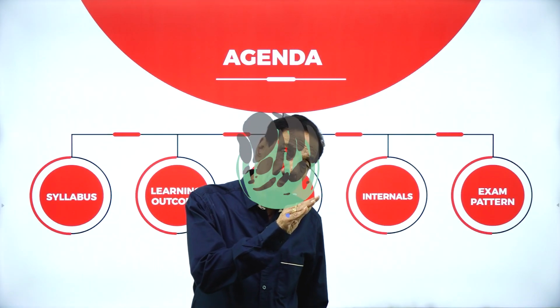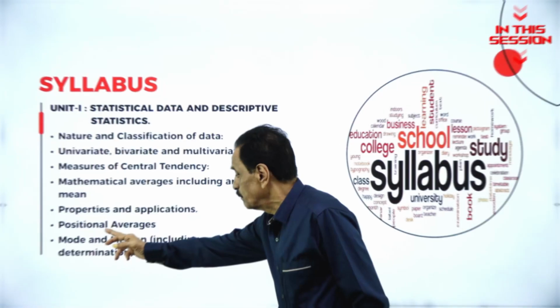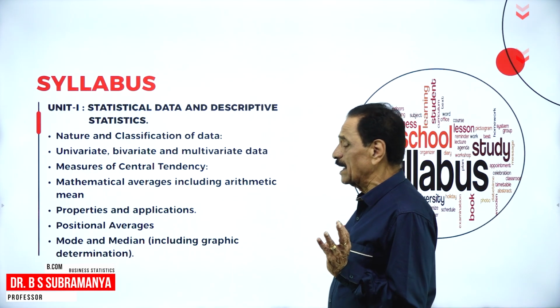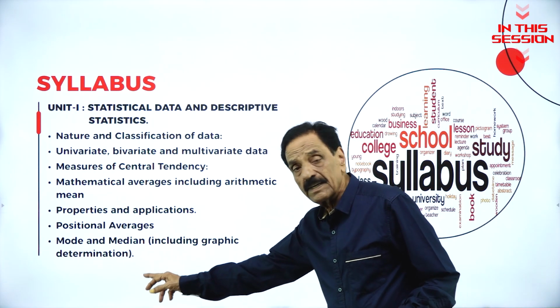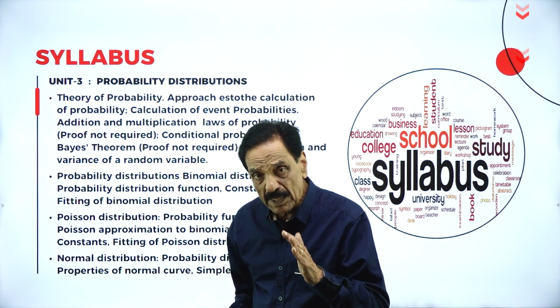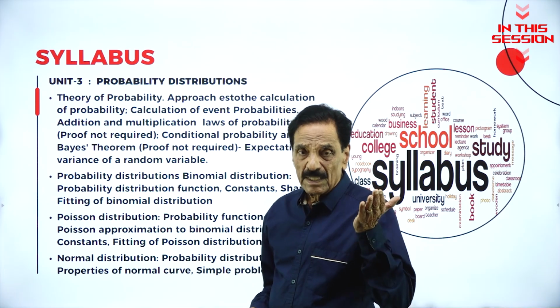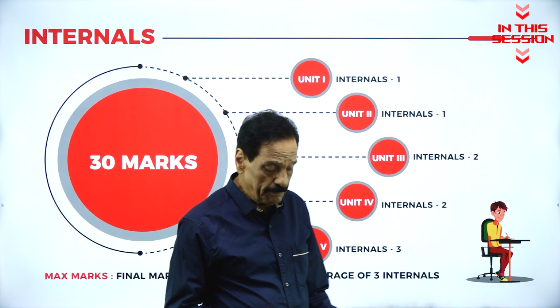How the exam question will be asked, for how much marks they will keep, all will be explained. Positional averages, mode and median. Here we are going to calculate mean, median and mode, including graphical determination. There are three distributions. One is called binomial distribution, second one is Poisson distribution, third is normal distribution. All the internal average marks will be taken divided by 3.